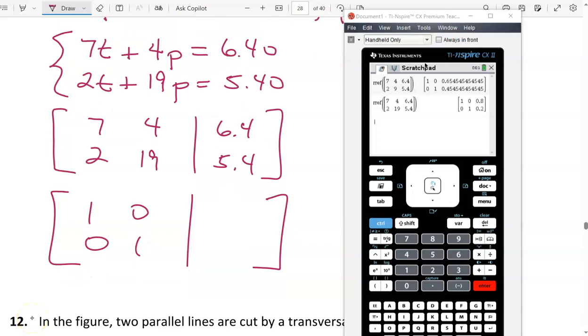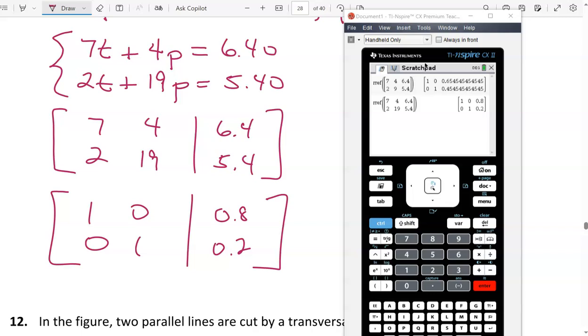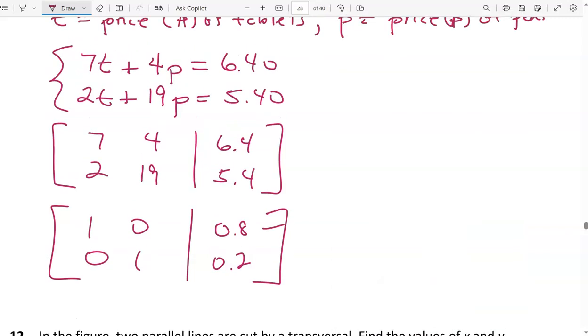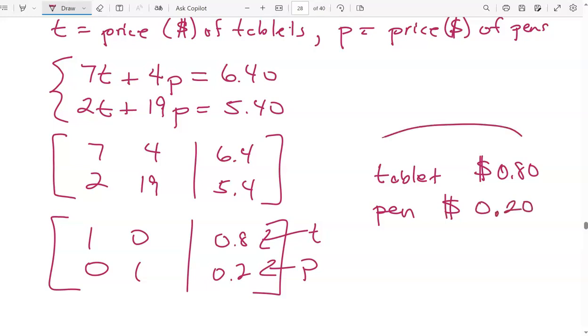What I have is 0.8 and 0.2, and remember that is the value of T and the value of P, which is the price of the writing tablet and the price of a pen. So a tablet costs 80 cents or $0.80, and a pen costs 0.20 or 20 cents.